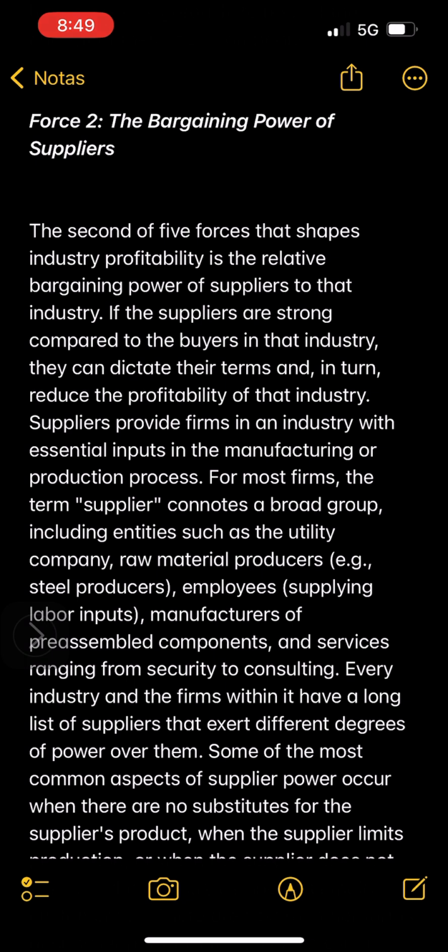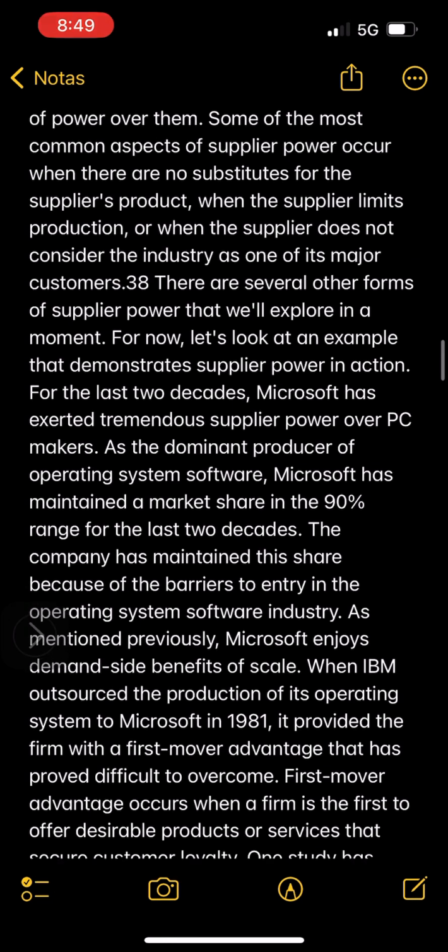Every industry and the firms within it have a long list of suppliers that exert different degrees of power over them. Some of the most common aspects of supplier power occur when there are no substitutes for the supplier's product, when the supplier limits production, or when the supplier does not consider the industry as one of its major customers. There are several other forms of supplier power that we'll explore in a moment. For now, let's look at an example that demonstrates supplier power in action.